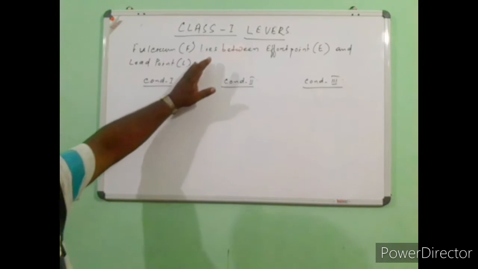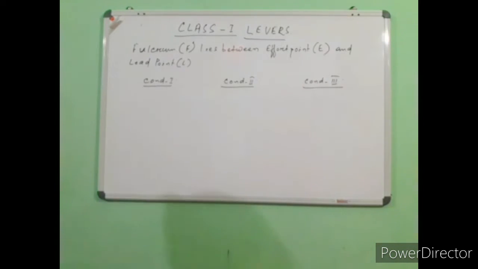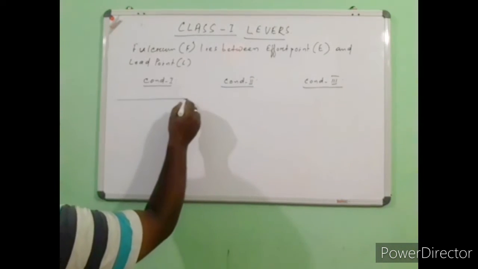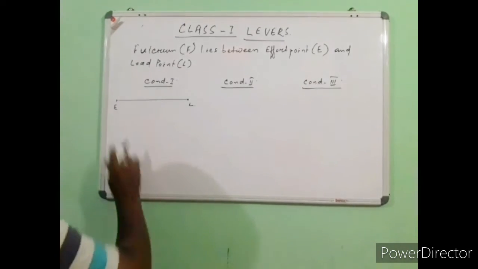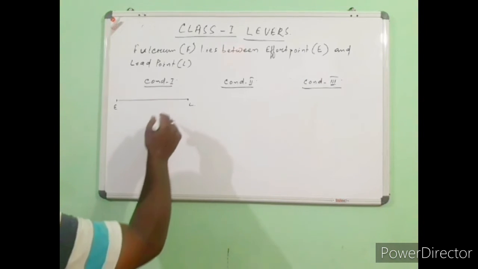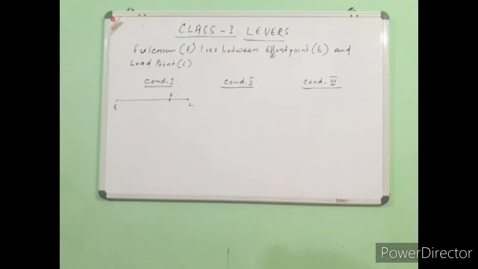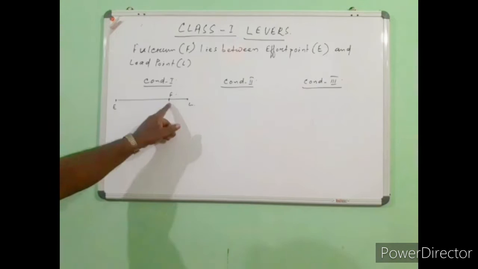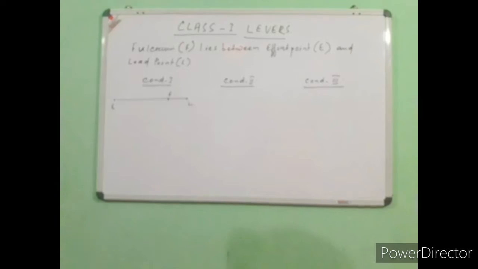Now since this is the condition, we may have 3 different conditions here. Number 1, where the load point and effort point are both at different points, at the extreme ends, and the fulcrum lies very close to that of the effort. So this is condition number 1. The fulcrum is lying between load and effort, but it is very close to the load.